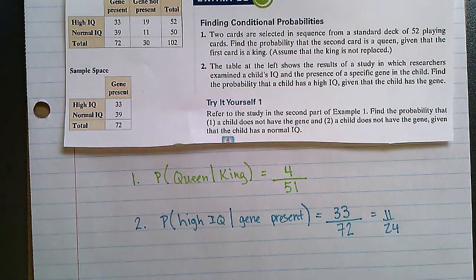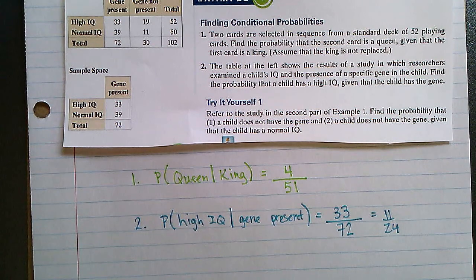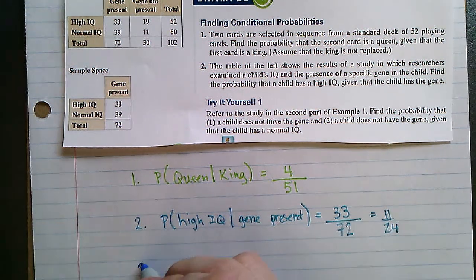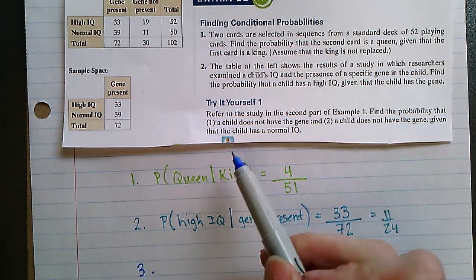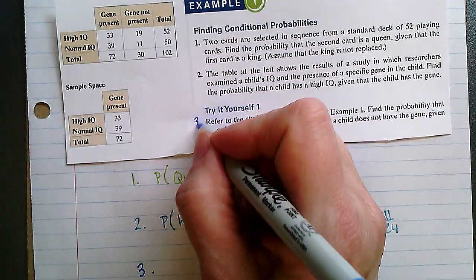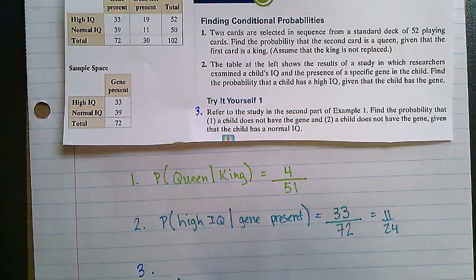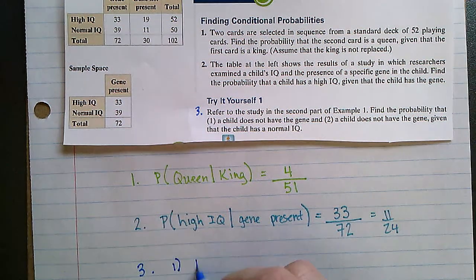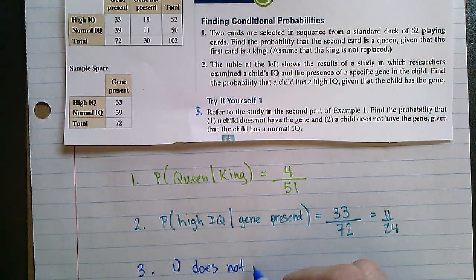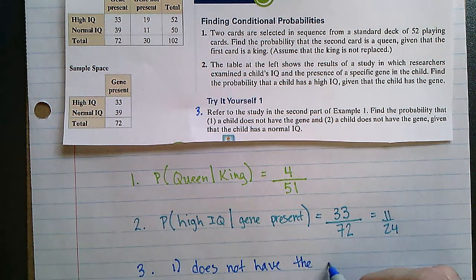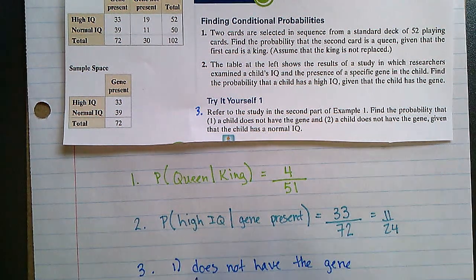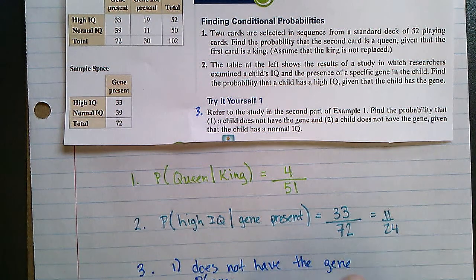Okay, let's look at another problem using that same data. The try it yourself. We'll label that number 3. Refer to the study in the second part of example 1 over here. Find the probability that, they have 2 parts for us. 1, a child does not have the gene. So the probability that the gene is not present.